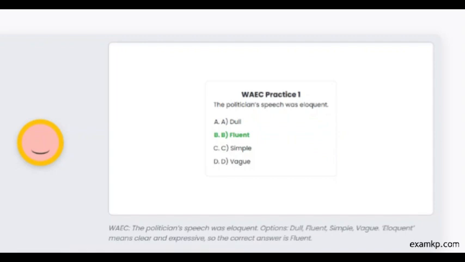Question 1. The politician's speech was eloquent. A. Dull. B. Fluent. C. Simple. D. Vague. Eloquent means expressing ideas clearly and powerfully. The closest synonym is fluent. Correct answer: B. Fluent.